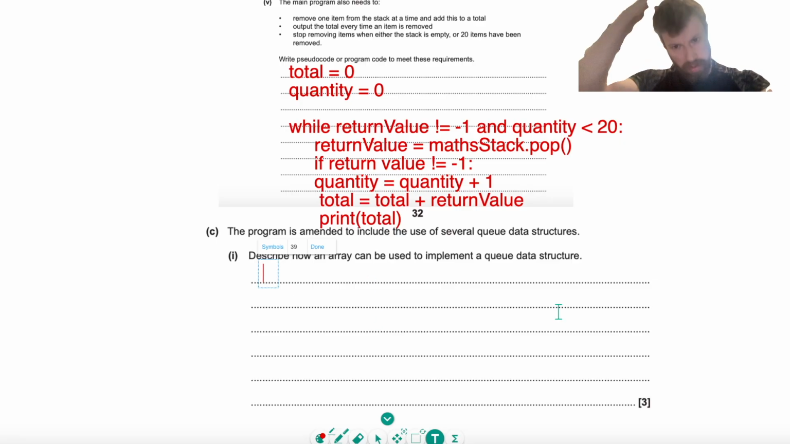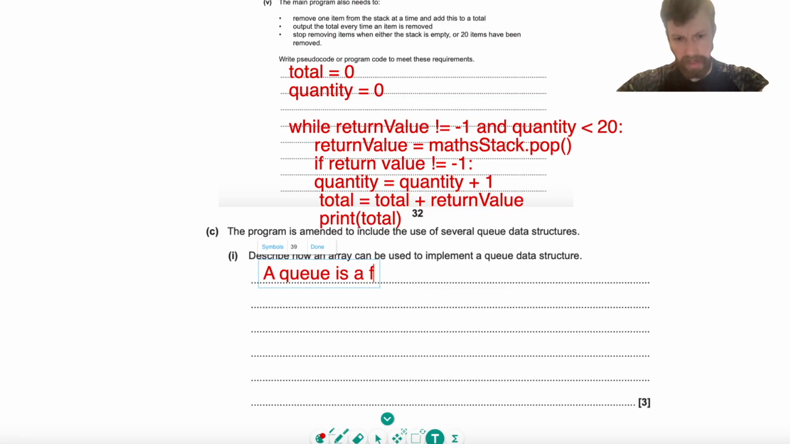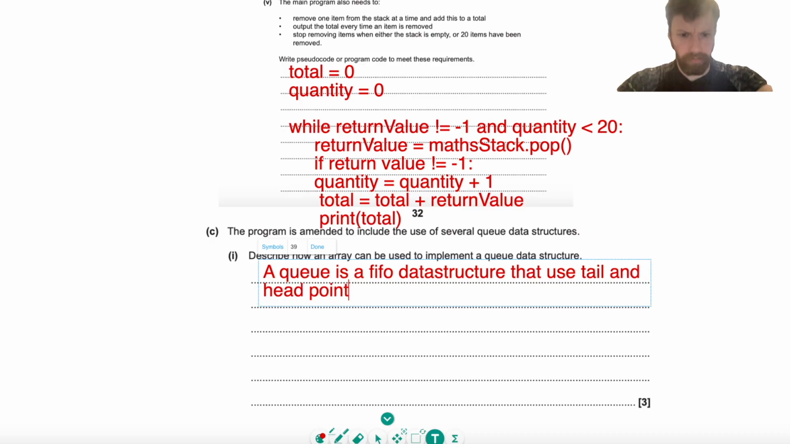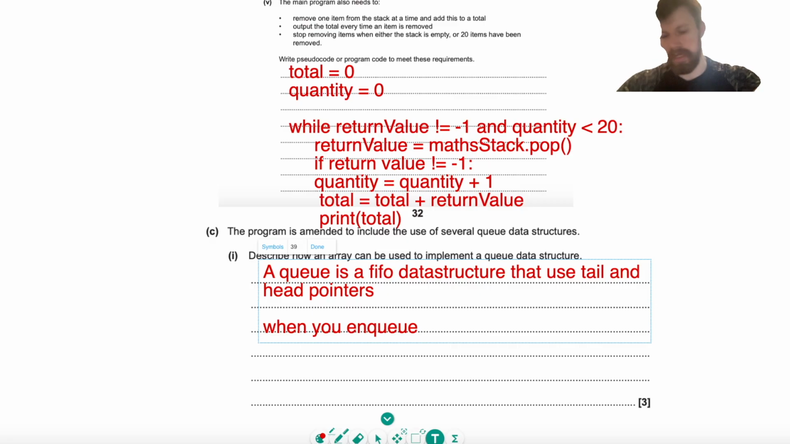So for this question, it's just talking about queues and describe how an array can be used for a queue. So a queue is a FIFO data structure that uses tail and head pointers. When you enqueue, we need to use the key term. So enqueuing is where you add items, dequeuing is where you remove items from the queue. The way that enqueue works is it's a first in, first out data structure, which essentially means that the first item that's in there is the first item that will be removed.